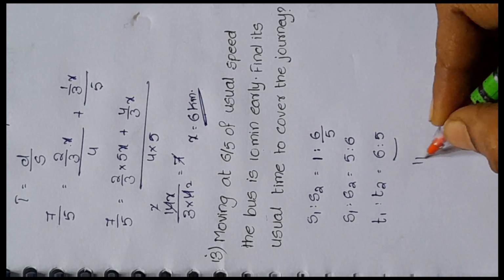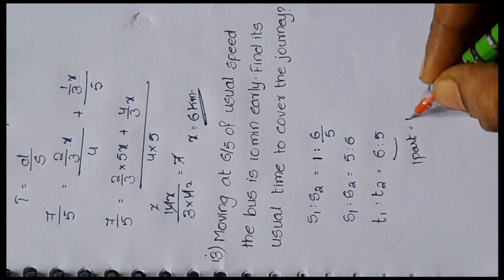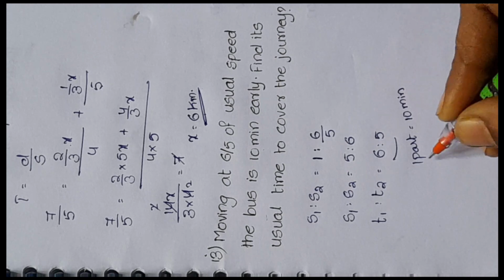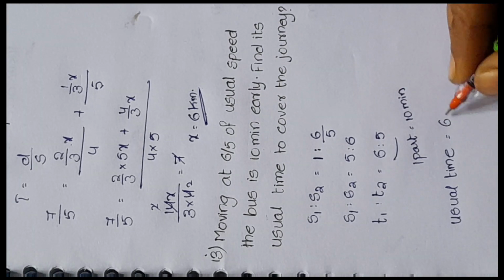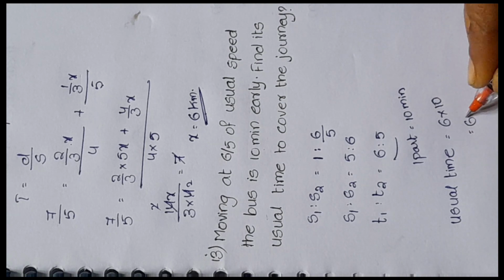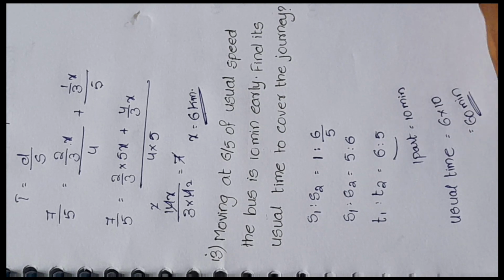So there is a difference of 1 part, which is equal to 10 minutes as given. He goes 10 minutes early. So 1 part is equal to 10 minutes. Usual time is 6 into 10, which is equal to 60 minutes or 1 hour.